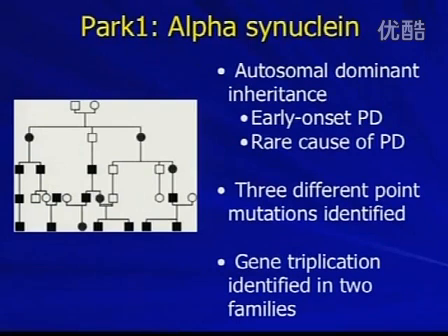This family has an earlier onset of the disease. They get it in their 40s and 50s, okay? And they actually have it due to a mutation in this gene called alpha-synuclein. It was found through traditional positional cloning. It was not found through exome sequencing. There have been a limited number of mutations that have been found in this gene.